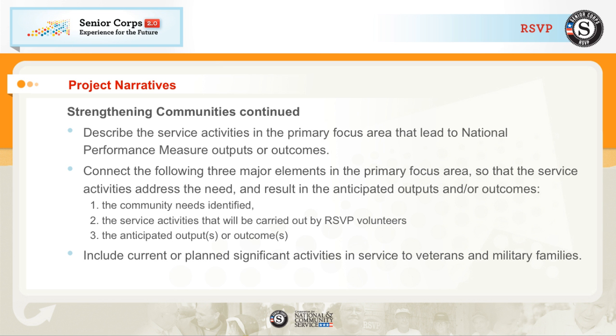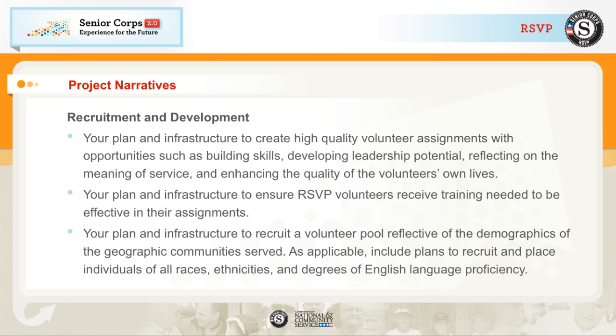The next narrative section is where you describe your plans for recruiting and developing RSVP volunteers. This section should include your plan and infrastructure to create high-quality volunteer assignments with opportunities such as building skills, developing leadership potential, reflecting on the meaning of service, and enhancing the quality of the volunteers' own lives. Your plan and infrastructure to ensure RSVP volunteers receive training needed to be effective in their assignments.